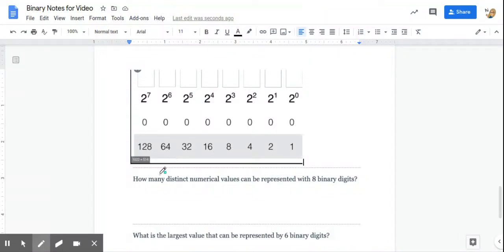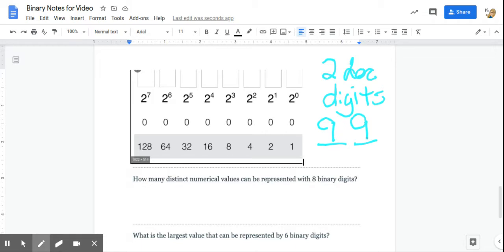So the first question we're going to look at says: how many distinct numerical values can be represented with 8 binary digits? First we're going to think of something a little simpler. How many numbers can be represented by 2 decimal digits? The biggest number I can represent is 99, but we also can represent 0. So 99 plus 1 means we can represent a total of 100 different numbers with 2 digits.